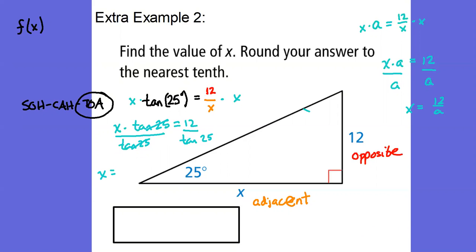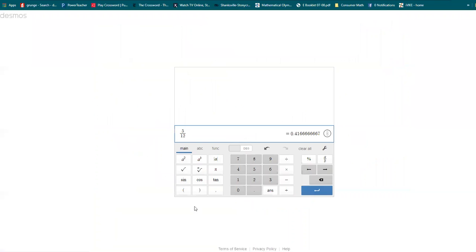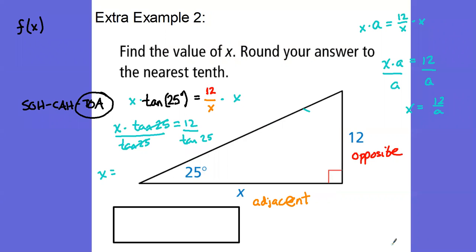So let's get out my calculator. And I'm going to type in, let's delete the stuff that's in here, 12 divided by tangent of 25. And we have 25.734. So this is about 25.734.